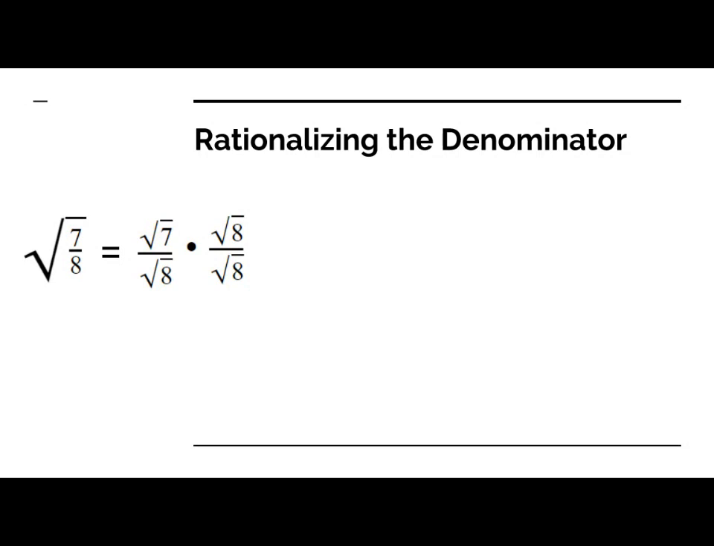Now let's multiply this through. For the denominator, the square root of 8 times the square root of 8 is just 8. So that works out really well. The square root of 7 times the square root of 8 is going to be, well, we can multiply those together and get the square root of 56. Not 54 like I did earlier, but 56.